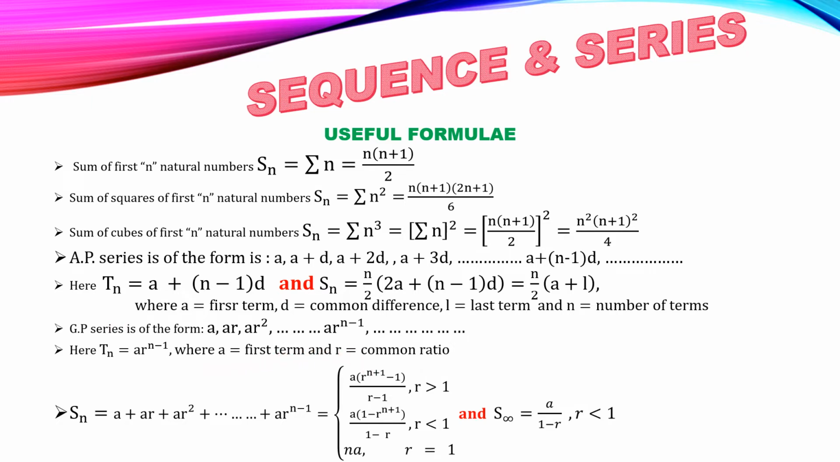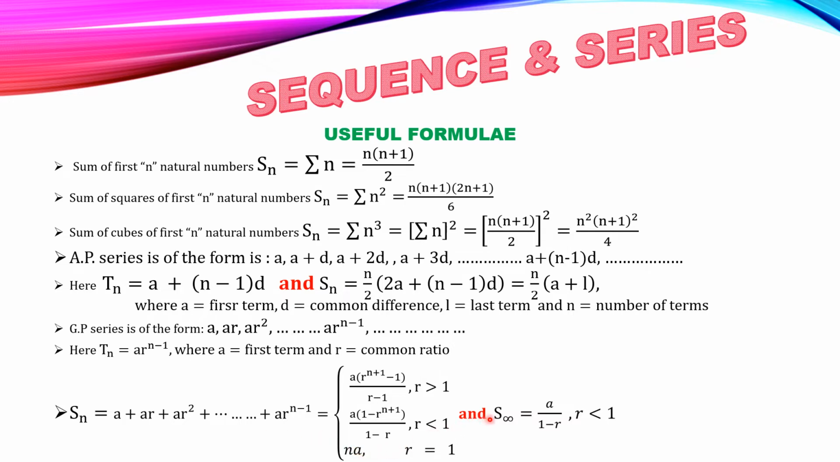And we observe the sum of n terms in the geometric series, that is a plus ar plus ar square and so on plus ar to the power of n minus 1. Here the sum of n terms depends upon whether r is greater than 1, r is less than 1, or r equals 1. In this, a into r to the power of n minus 1 by r minus 1, where the common ratio is greater than 1, and a into 1 minus r to the power of n by 1 minus r, where r is less than 1. And when r equals 1, the sum of n terms equals na.